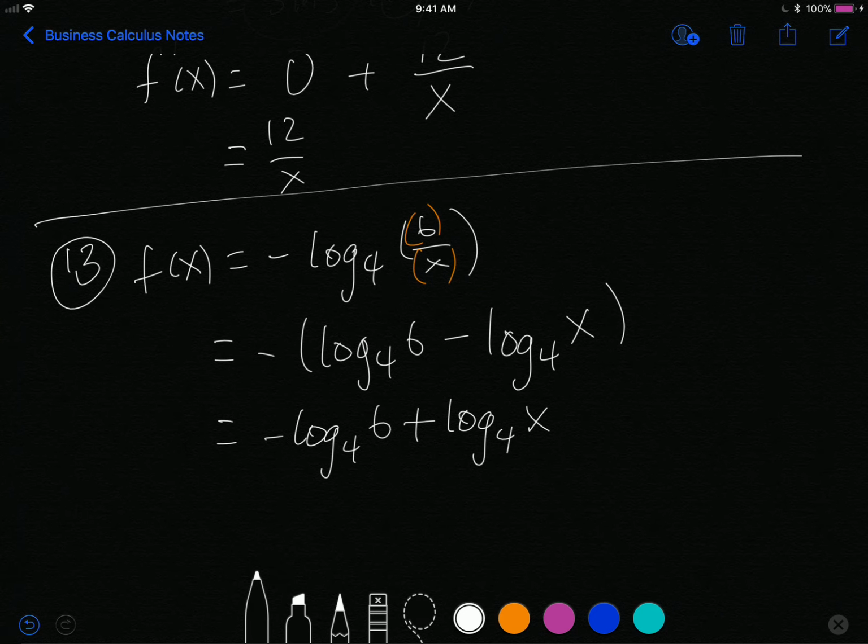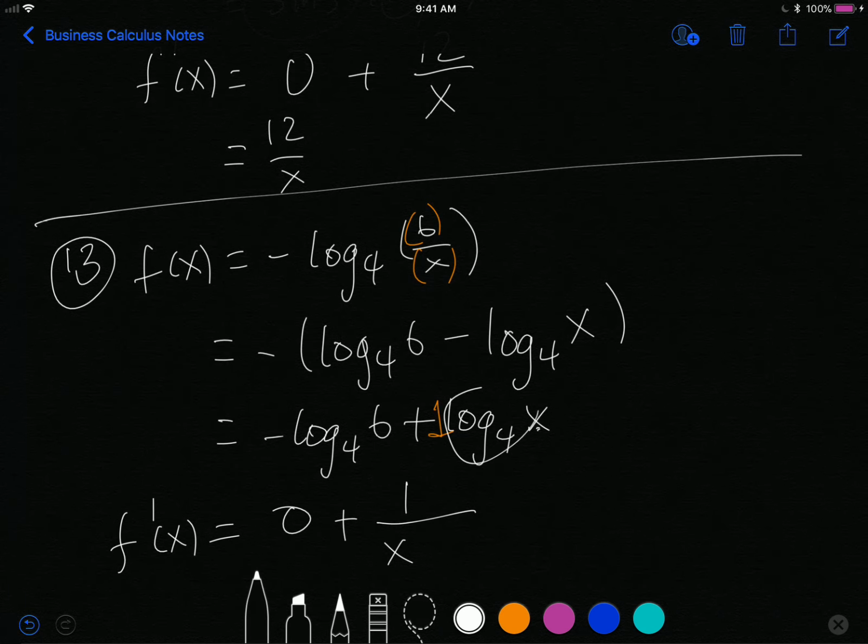And now I take the derivative. Again, the first term is a constant, and so it goes away. And then the second term right here, remember there is an imaginary 1 in front of the log. The 1 is the numerator. The x right here goes to the denominator. But because it's a log and not an ln, I have to have a correcting factor. And so I multiply by ln of 4. And that right here is your answer.